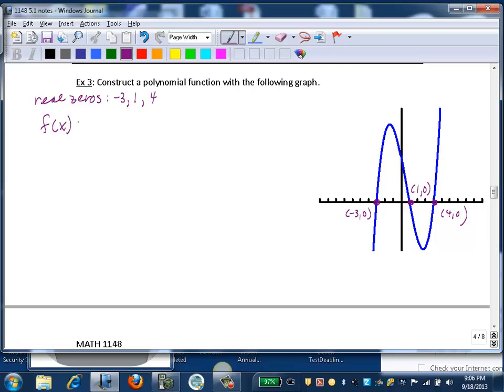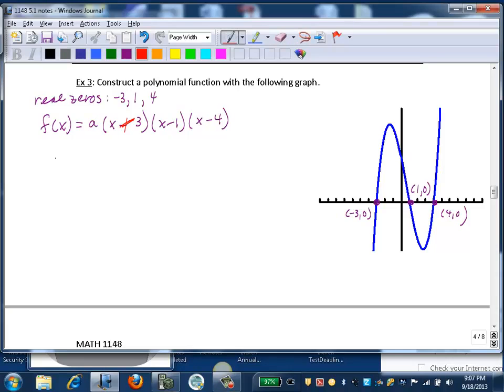So if we have our function f of x, we'll have a generic constant in the front, and we'll talk about that in a second. So we know that if -3 is a zero of our function, x minus -3 will be a factor of our function. If 1 is a zero of the function, x minus 1 must be a factor. And if 4 is a zero of the function, x minus 4 must be a factor. So we've got our minus minus here, which just becomes plus. So now we have to talk about the coefficient in the front.